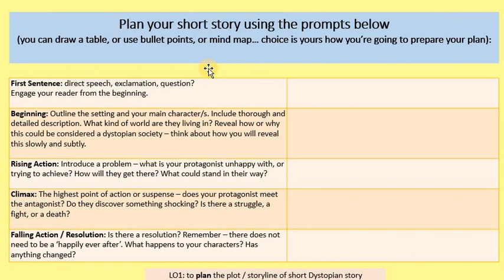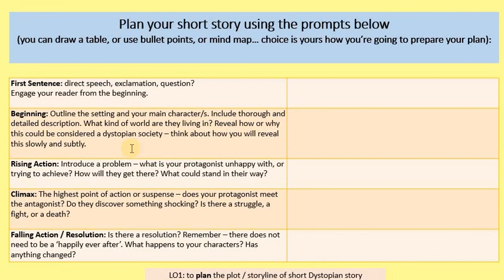Outline the setting and your main characters. Include thorough and detailed description, and this is where you're going to have to use a thesaurus. What kind of world are they living in? Reveal how or why this could be considered a dystopian society. So think about what you will reveal slowly and subtly. Like I said, the sun and the snow, for instance, or you could mention a robot that was observing you, keeping a watch on you. Perhaps you could mention a government building that was towering over your house.